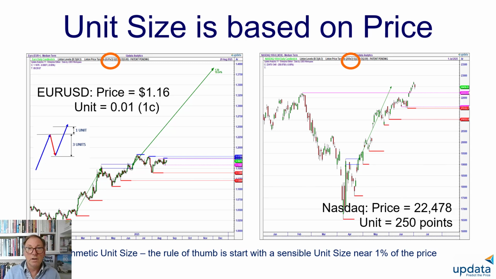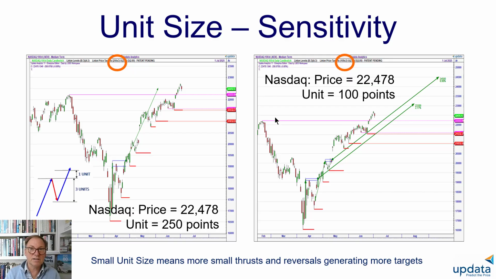So the unit size is normally based on the price. Here, for example, we're just using arithmetic box sizes and not log scale. For US dollar, euro dollar, you would use 1 cent, which is about 1% of the price. Here, for the NASDAQ, you would use 250 points. So we're using a percentage of the price, and the rule of thumb is 1%. Although I'm finding on the daily charts, 0.5% log is producing the best results. But that's the arithmetic based on the price, and the unit size is effectively the sensitivity.